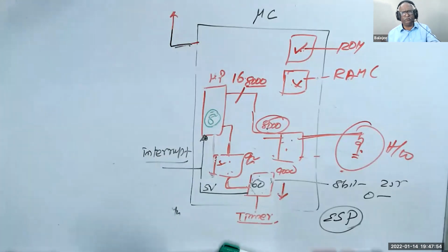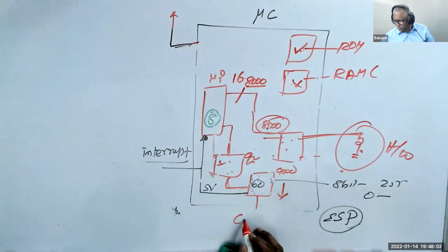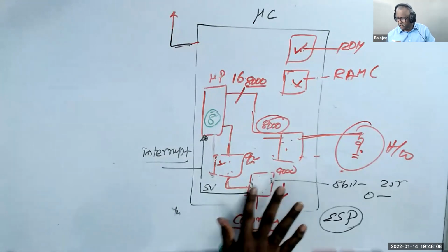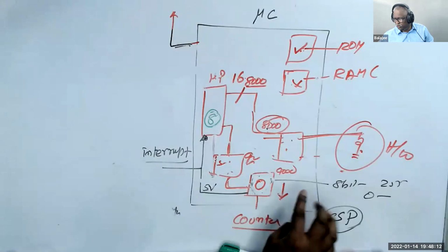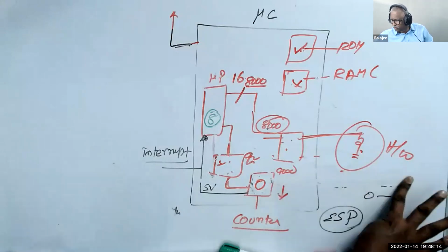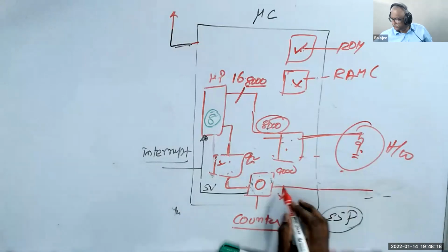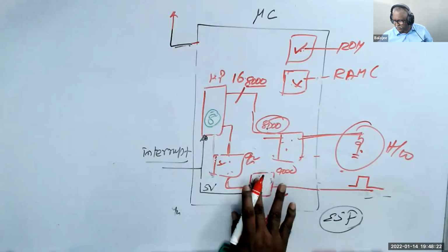Now there is another small trick here. You'll be very surprised. I can make this guy a counter. What will happen is you start with 0. Now there's a pin here. We connect a pin here. If a pulse comes on this pin, he will increment by 1.